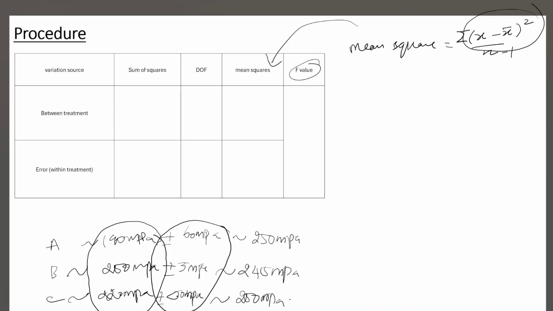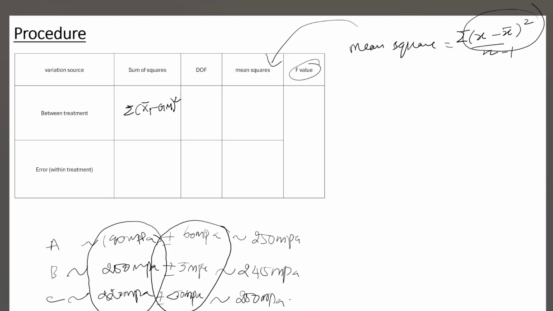So when it is between the treatment, the formula for the sum of the squares is the summation of (xi bar minus GM) the whole square. Here, GM is nothing but the grand mean.